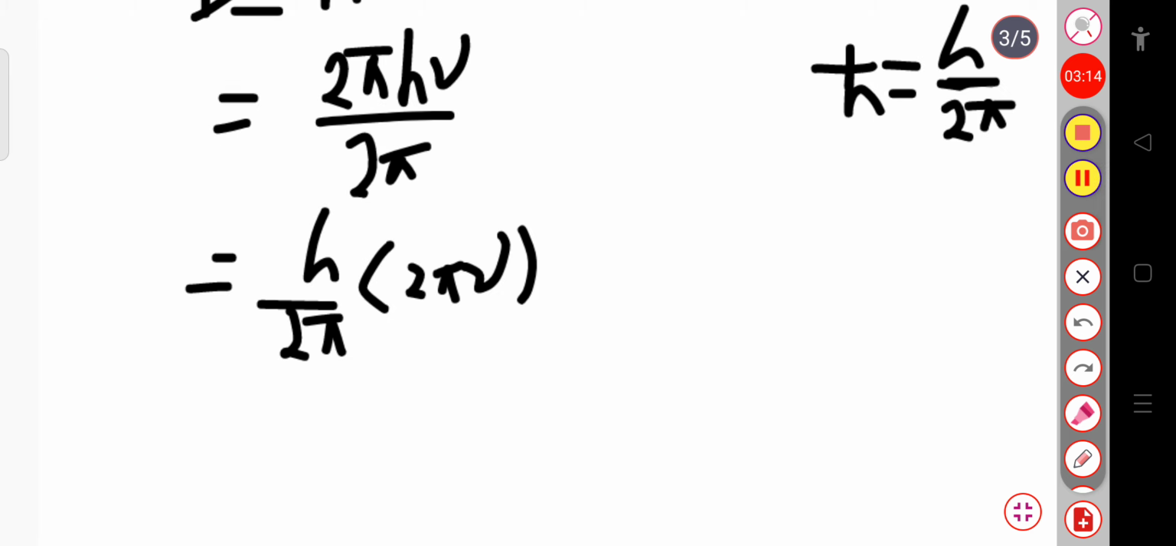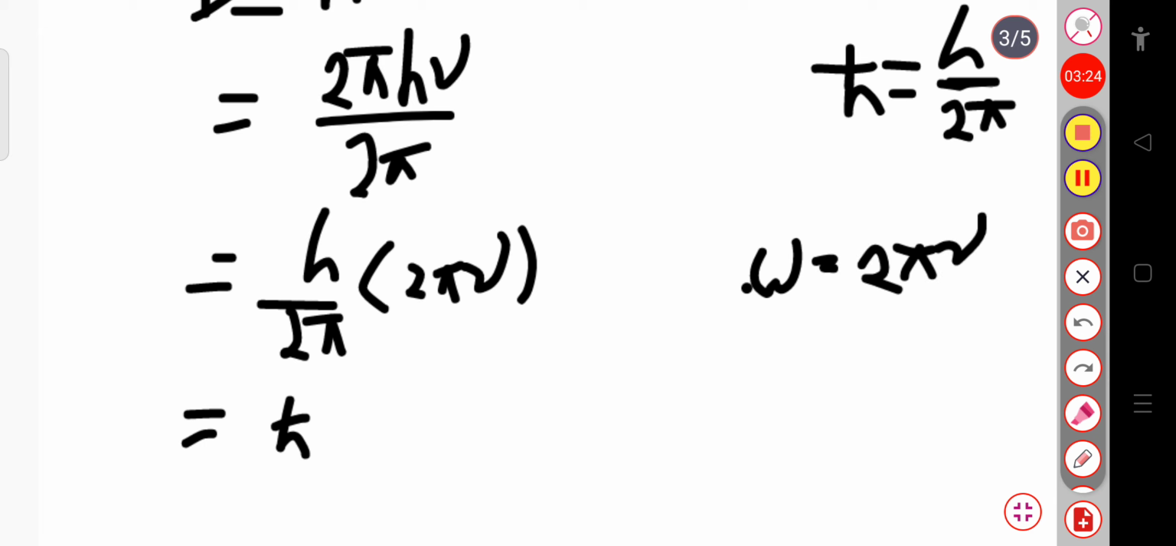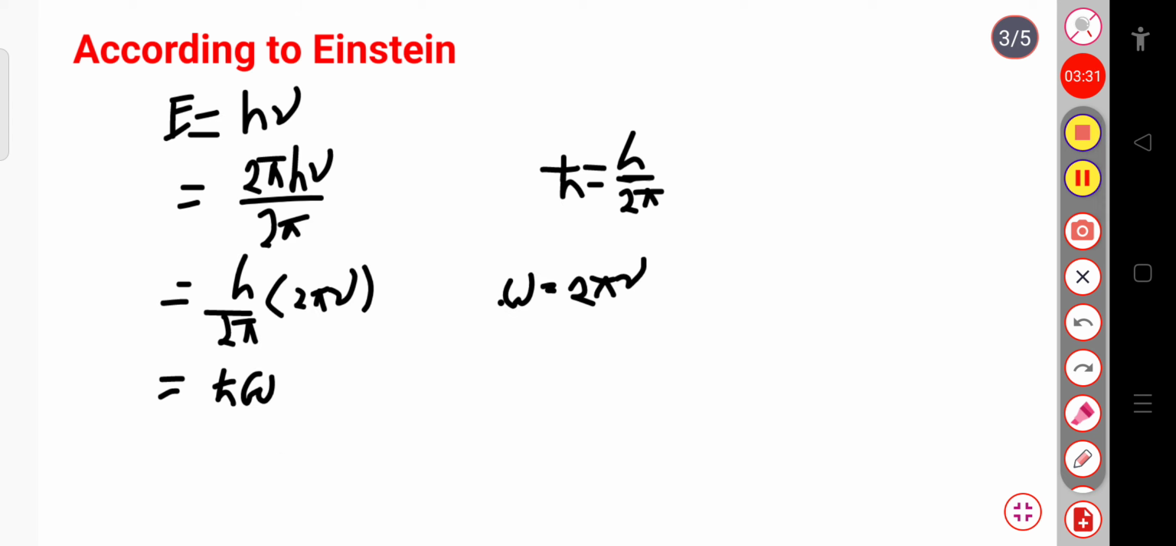In place of h by 2 pi, I am writing h cut, and in place of 2 pi nu, we know omega equals 2 pi nu. So this will be equal to h cut into omega. So finally, on the basis of quantum theory, according to Einstein, the energy is equal to h cut omega.